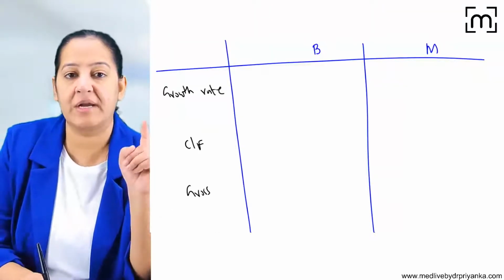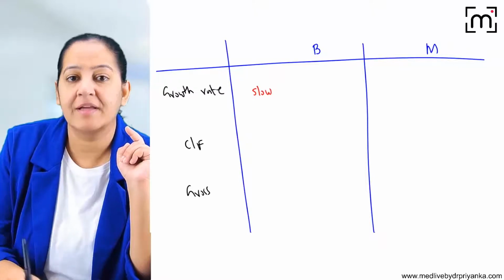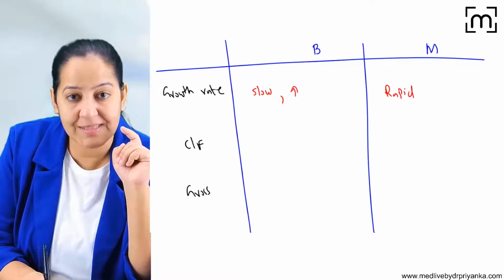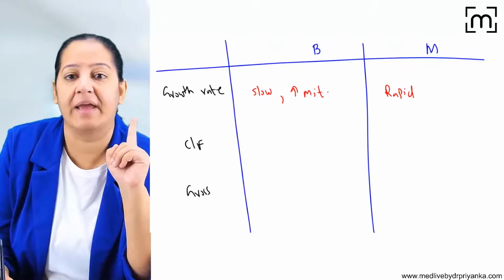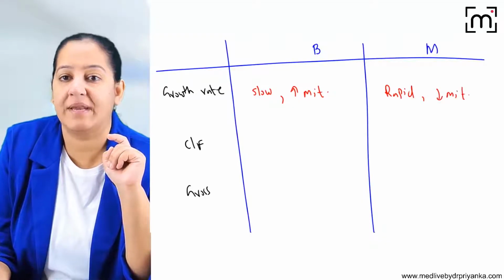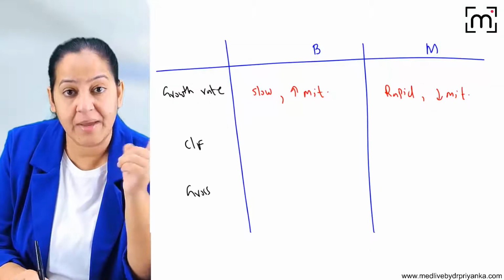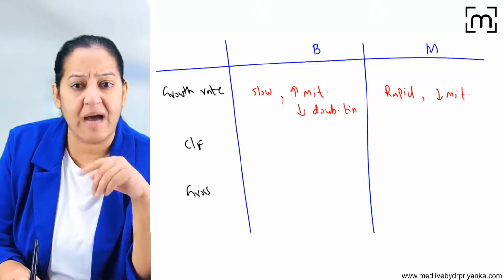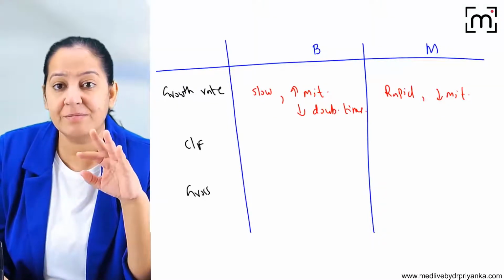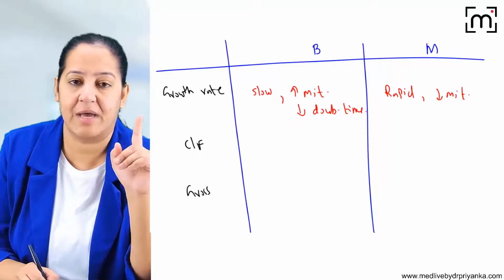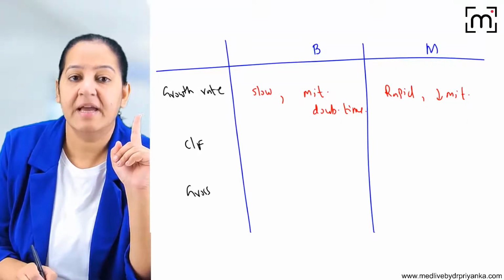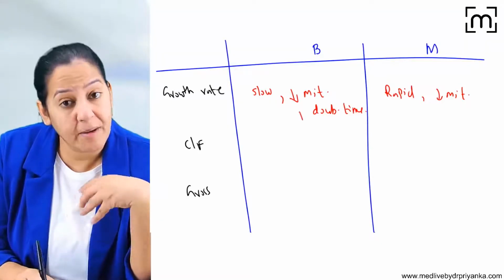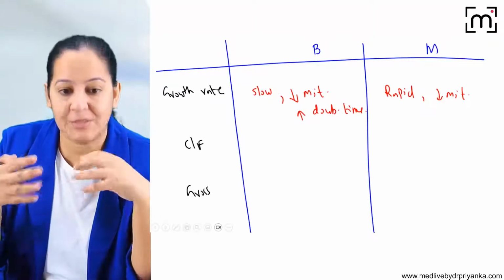Based on the growth rate, the benign tumors are slow growing. The malignant tumors are rapid or fast growing. Here the mitotic rate is very high. Here the mitotic rate is very low. Since here the mitotic rate is very high, the doubling time is less. I'm sorry, I just said the reverse. Benign tumors have very low mitosis. They're slow growing, that's why the doubling time is very high. It requires years to get doubled.